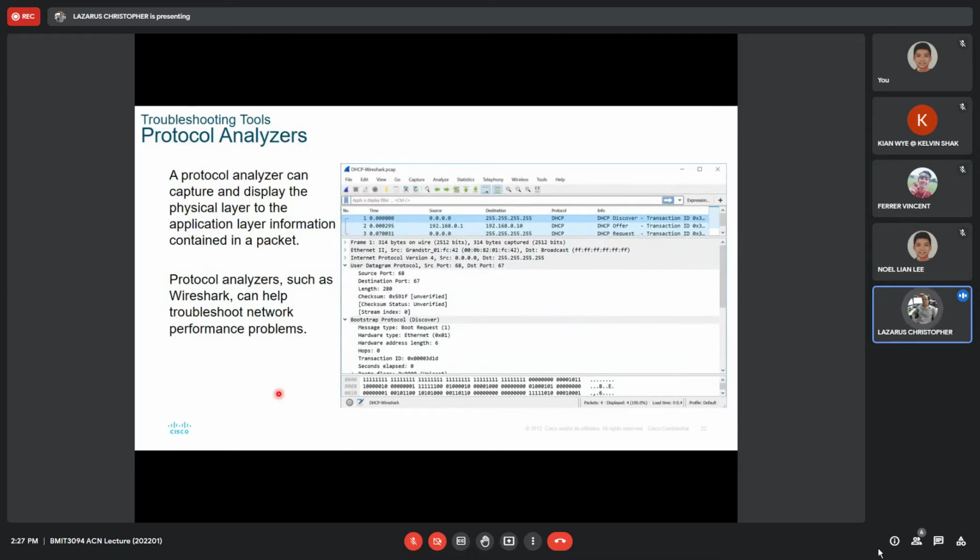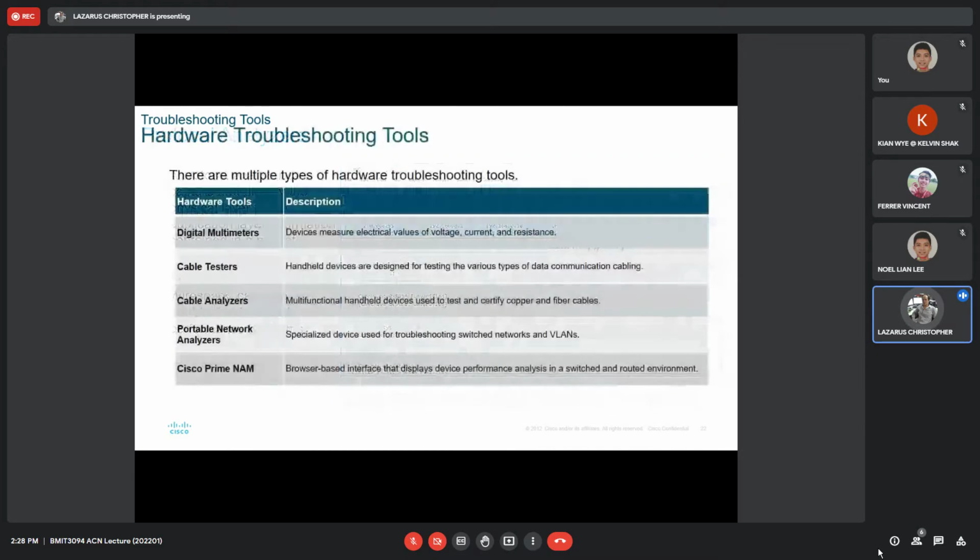Wireshark can capture frames and all the PDUs, all the layer PDUs, from the frame all the way to the network layer, the packet, all the way to the application layer data, right? So you can see it's capturing everything. Even though the frame is not meant for you, you can still capture it. That's why Wireshark is such a helpful tool. It's like simulation mode in Packet Tracer. So what about hardware?